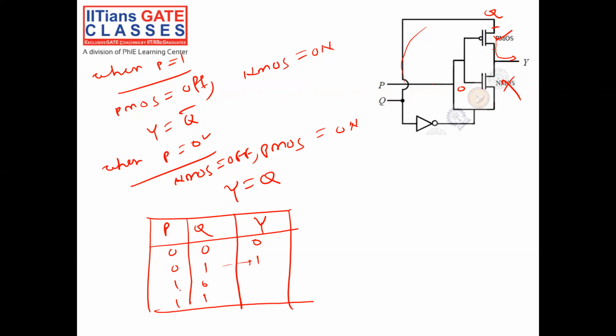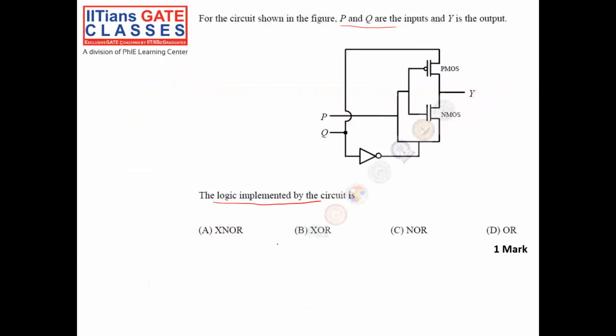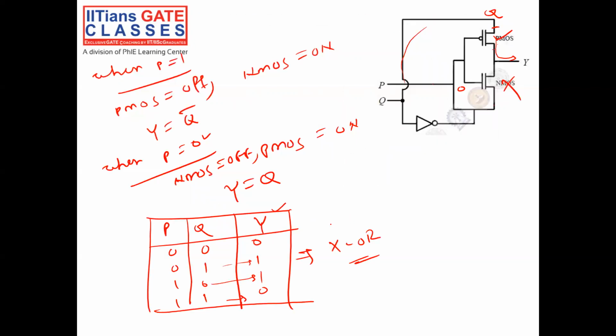When P is equal to 1, output is equal to Q bar. Q is 0, Q bar means 1, and again P is equal to 1, output is Q bar, means again 0. So we can say my output will be high only when either of the inputs is high. Either P will be high and Q will be 0, or Q will be high and P will be 0. Then this is a standard XOR circuit, right? So the answer should be B.